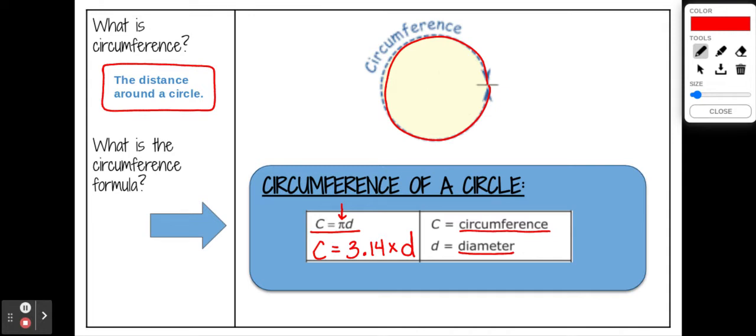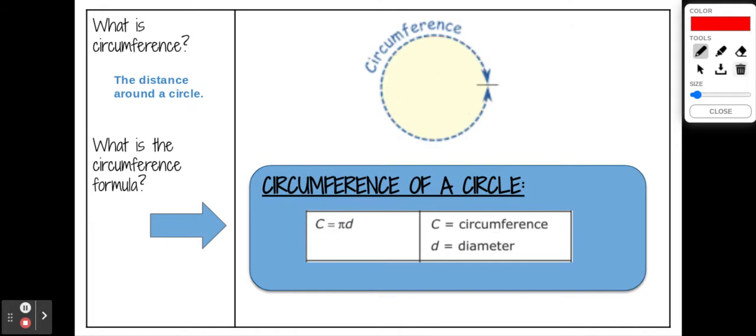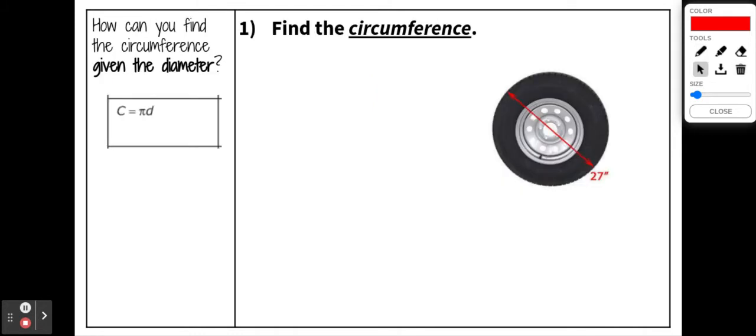All right, so let's give this a try. Let's see if we can find the circumference of a couple of circles. We're going to start with a car tire because it's circular. So let's find the circumference of the car tire.